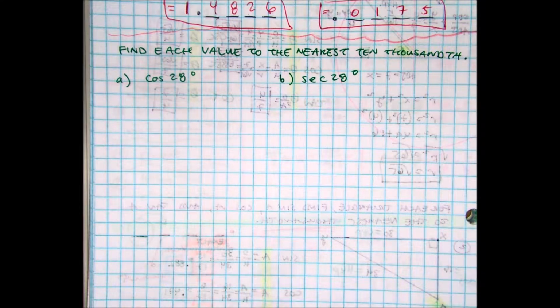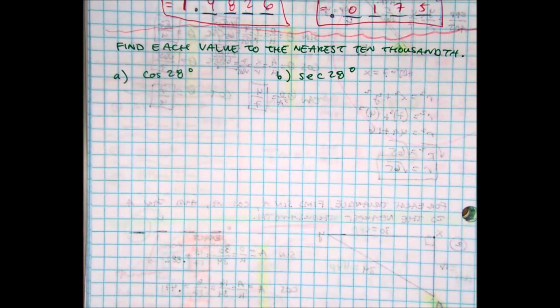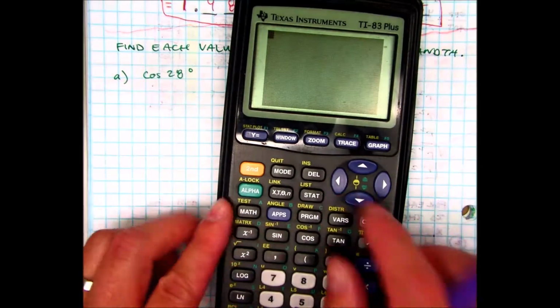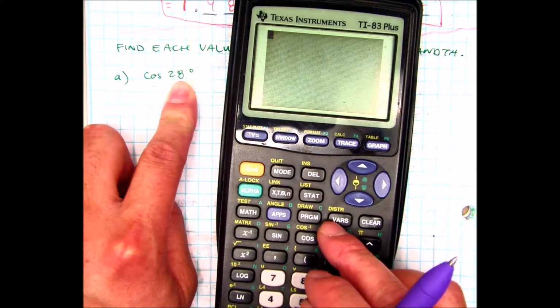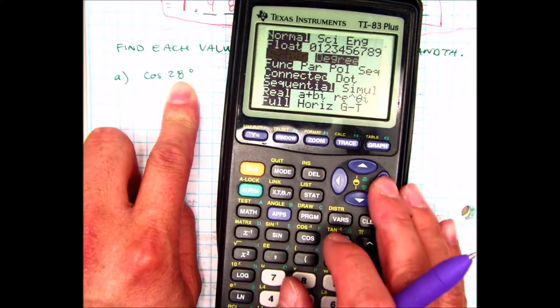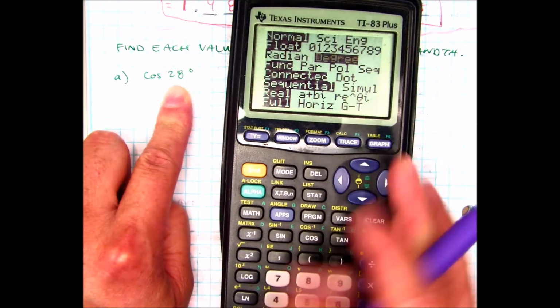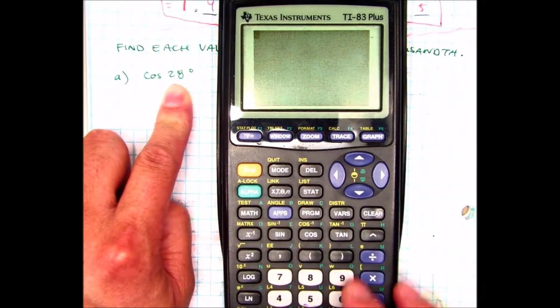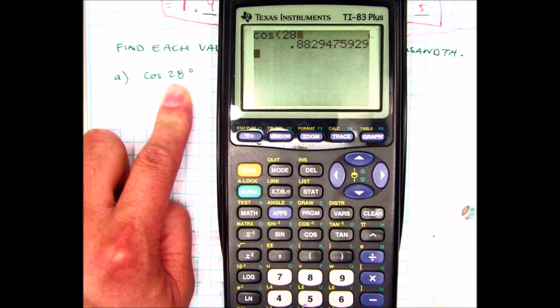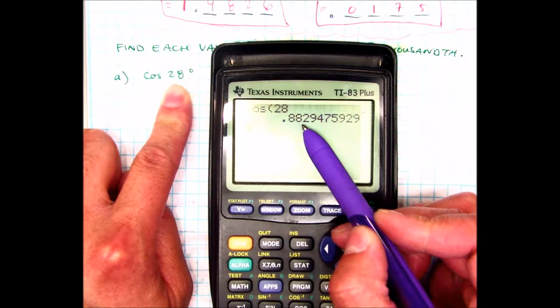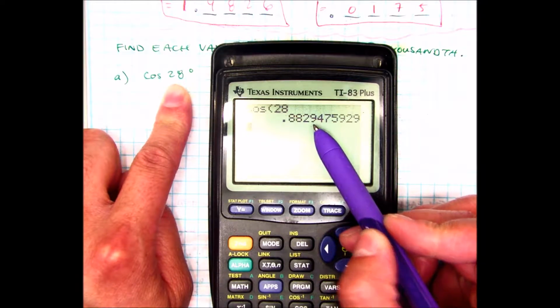Alright, so if you guys just use your calculators to put in cosine of 28 degrees. I have degrees, so I'm going to make sure my mode is always checked, because after today we're going to keep going back and forth between degrees and radians. I'm just going to type in cosine of 28. It tells us to round to the nearest 10,000th, so that'll be 0.8829. Raise your hand if you got that.